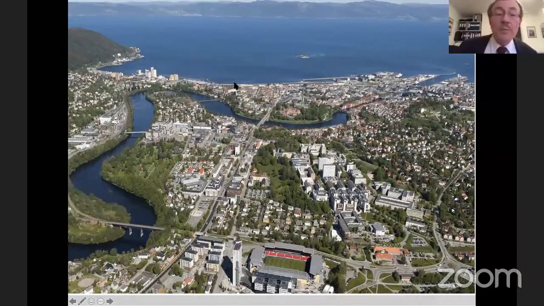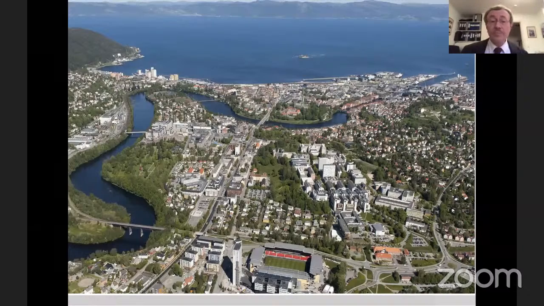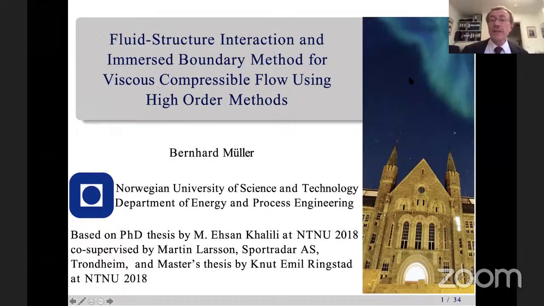So, greetings from Trondheim, Norway, 63 degrees north. Here you see our engineering campus, south of the city of Trondheim, which is on the Trondheim Fjord, not far away from the Atlantic Ocean. On the right, you see our main building with northern lights above that we can sometimes see here, especially at this time of the year.